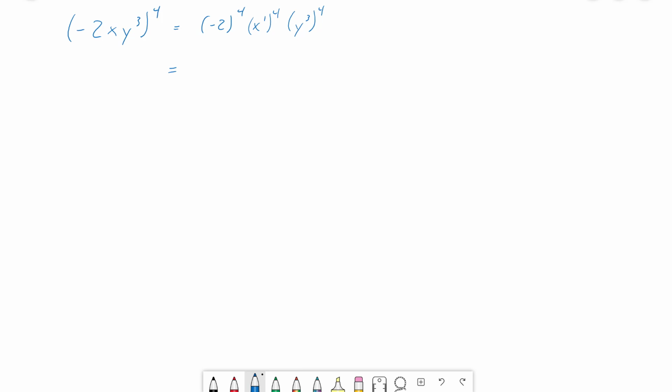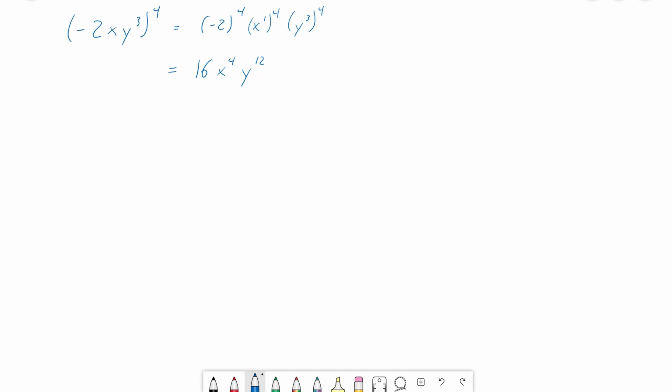If we do negative 2 to the fourth power, that's negative 2 times negative 2 times negative 2 times negative 2. That's going to be 16, and it's positive. X to the first to the fourth power, we multiply the exponents here, so we end up with x to the fourth. And y to the third to the fourth, we multiply exponents there as well, so we'll end up with y to the 12th. And there we've simplified it.